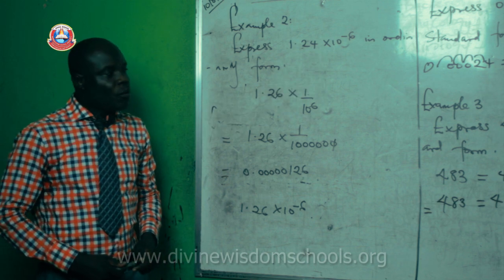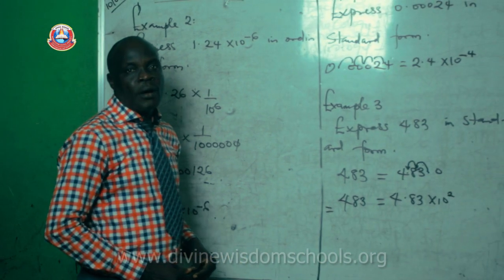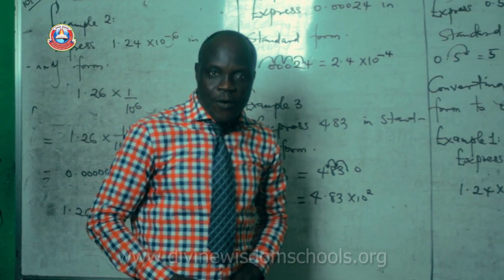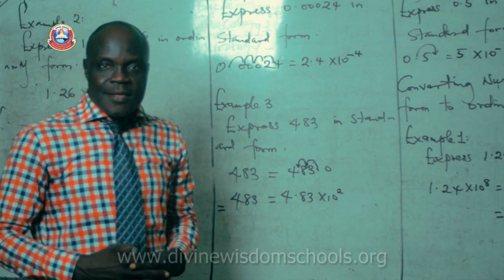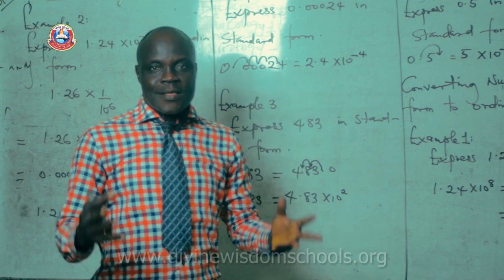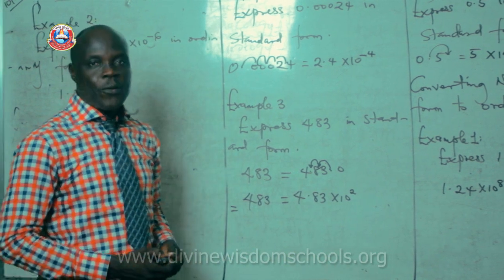So for today, we have been able to know the definition of standard form, expressing numbers in standard form, both large numbers and small numbers, with the examples there.